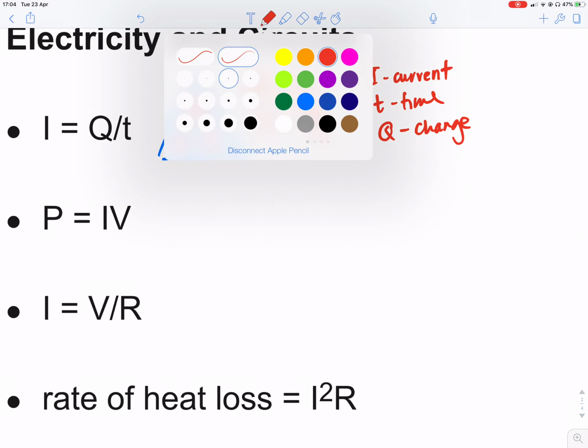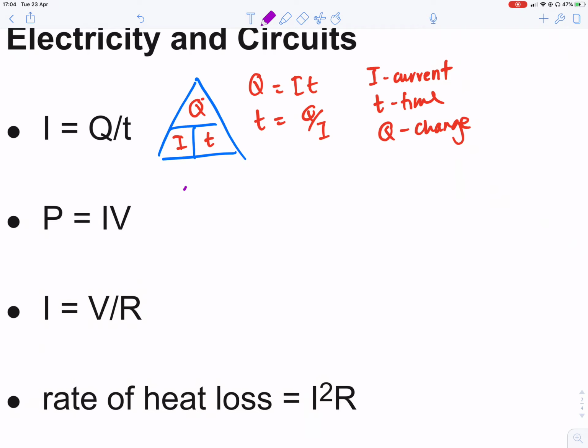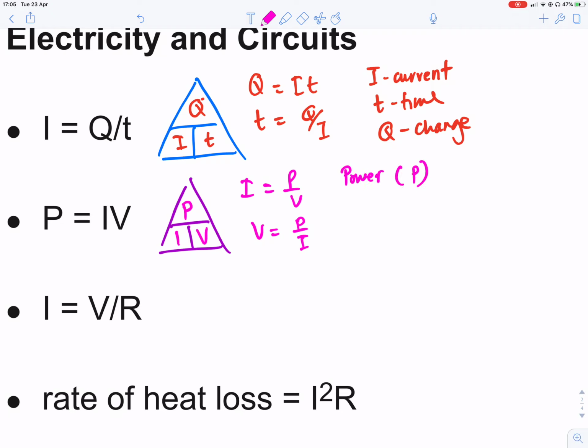Right, the next one is P equals VI. So again, you can do a little triangle for this one and do P equals IV, which basically means that I is P over V and V is P over I, where P in this case is the power, and I is the current, as in the previous equation, and V is voltage or potential difference.